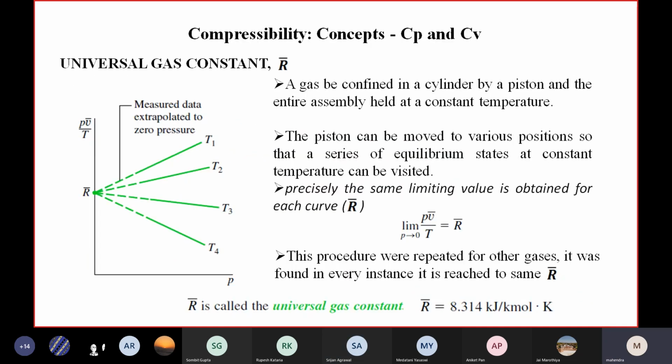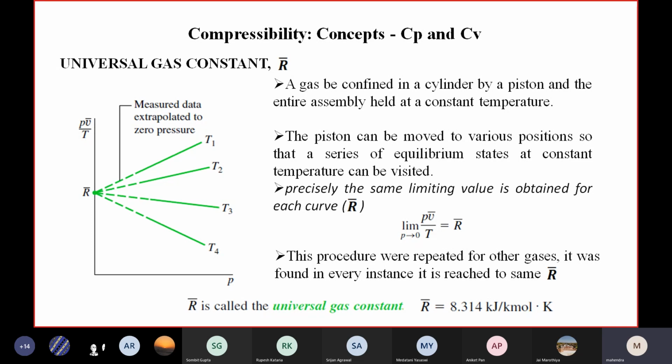So now, let us study about real gases and ideal gases. Very interesting topic. Now see, many times we have used the universal gas constant, and we have used that value as 8.314 kilojoule per kilomole Kelvin. Why is this universal? For any gas we will be using this. So this is the concept.